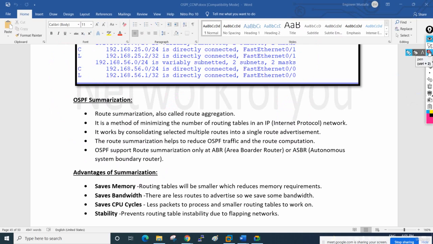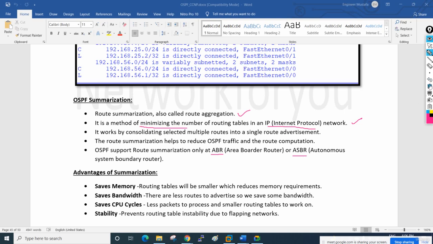If you look at the theory, route summarization is also known as route aggregation. It is a method of minimizing the number of routing table entries in an IP, that is Internet Protocol, network. In simple words, if we are getting more routes, we need to summarize so our routing table stays small and does not consume CPU and RAM. And we need to remember, OSPF supports route summarization only at the ABR or ASBR.